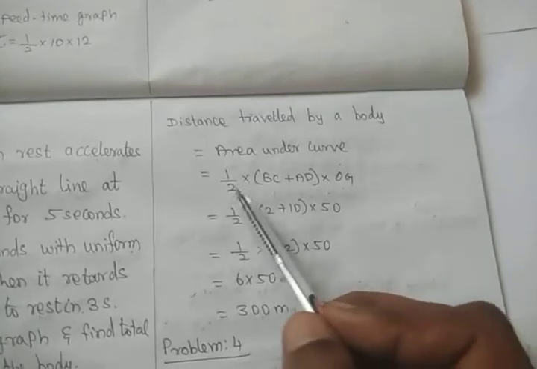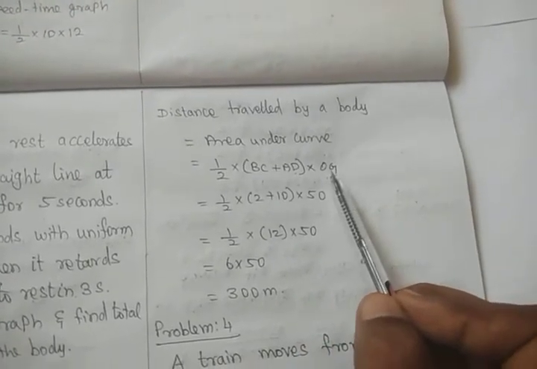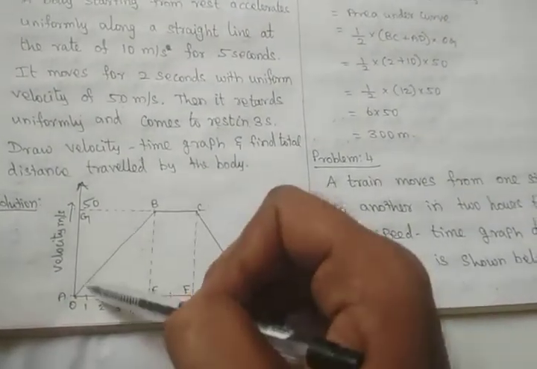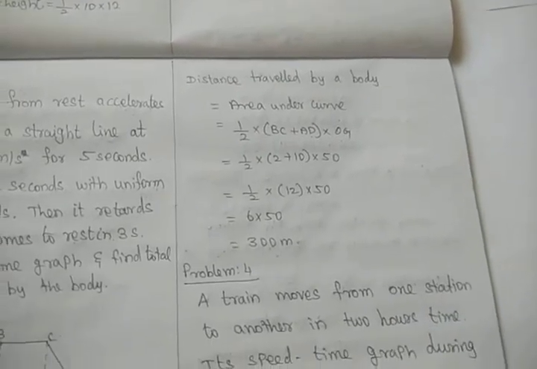So simply half into BC is 2 and AD is 10 and OG is 50. Just multiply that, we get an answer 300 meter.